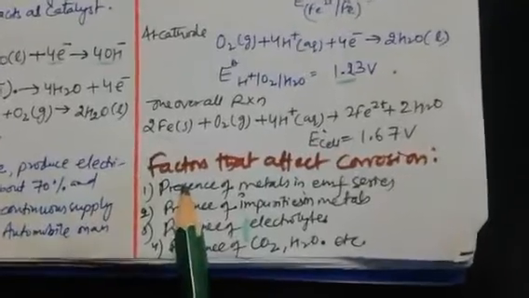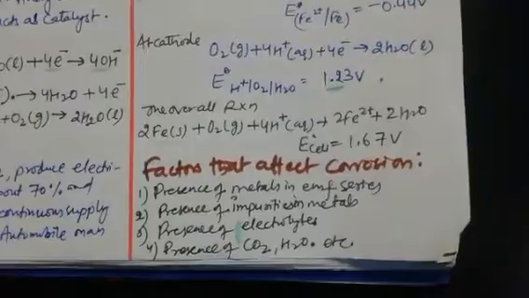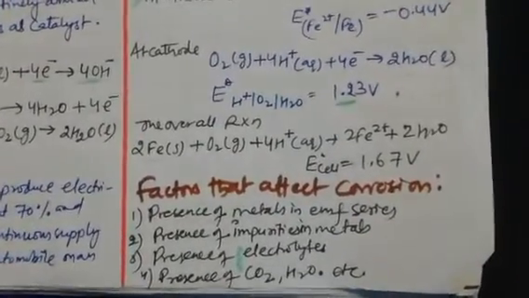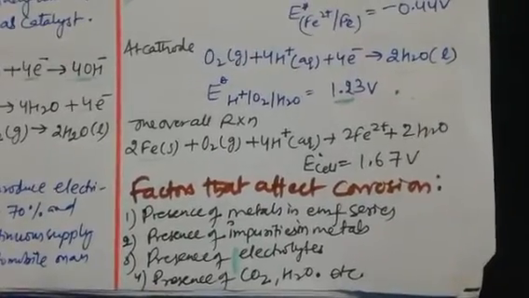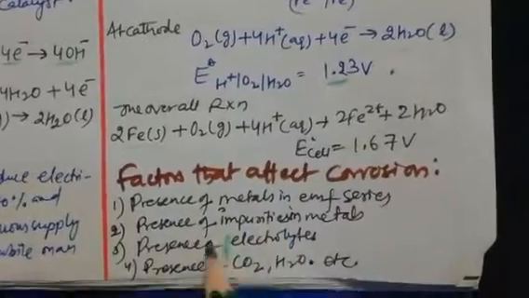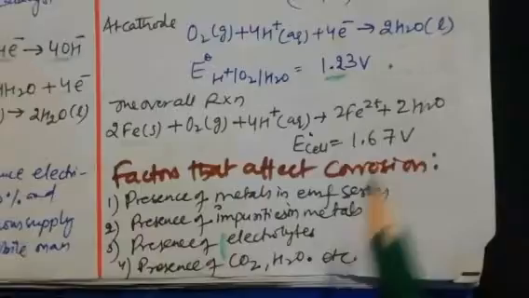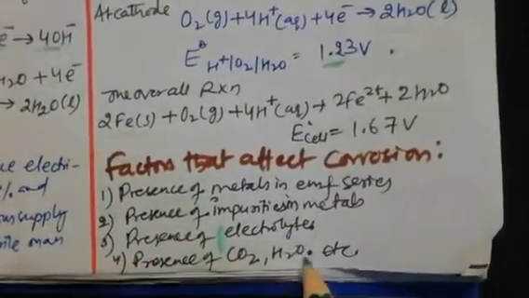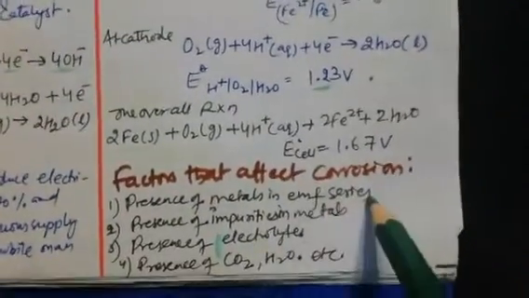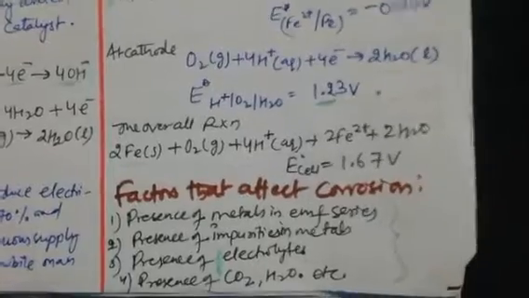So what are the factors that affect corrosion? Number one, position of the metal in the EMF series. It means the more reactive the metal, the more electron donation and the more corrosion. Second, presence of impurities in the metal. It also depends on how many impurities are there in the metal; that much corroded it is. Presence of electrolytes: the stronger the electrolyte, the more corroded it is. Presence of carbon dioxide and water: the more carbon dioxide and water affect it, the more corrosion there is. Okay, so these are the basic factors in nature that increase the rate of corrosion.